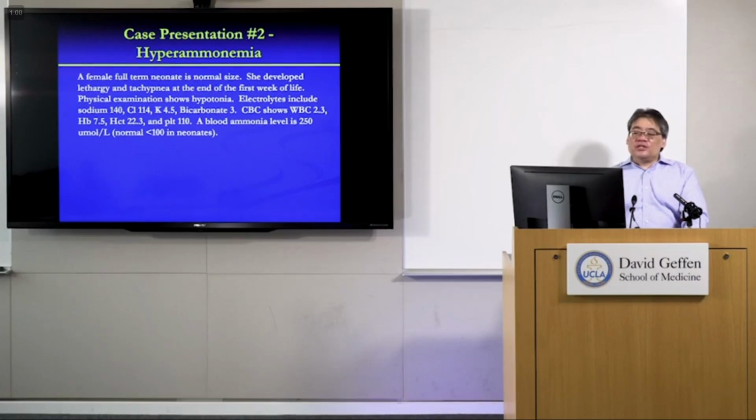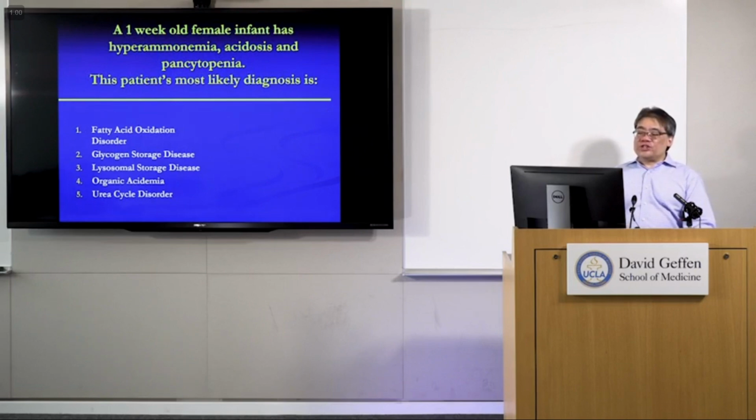Now, here is another patient with hyperammonemia, and there's a question about this. So this is someone who has the same sort of presentation. She's normal size, normal birth history, et cetera. But this patient's kind of hypotonic. And if you look, there's severe acidosis. And it looks like there's pancytopenia. The white cell count, the hemoglobin, platelets are all kind of low, and the ammonia is high. So the question is, which of these disorders could this be? So I'm going to give you a few seconds on this one as well.